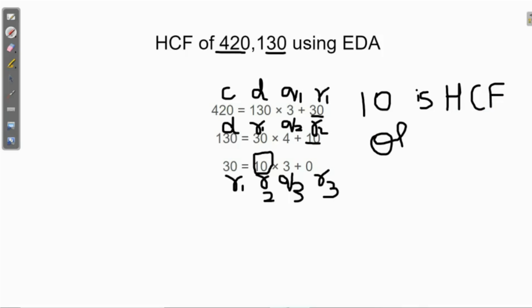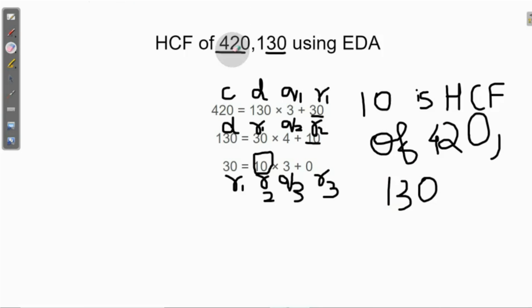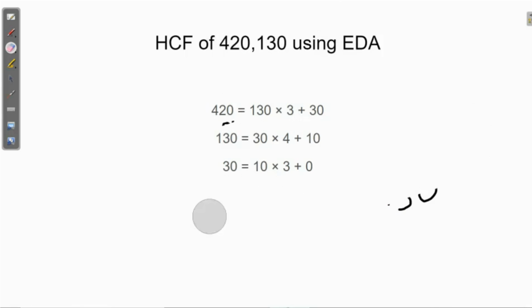You don't have descriptive type now, so you can directly write 10 is the HCF of 420 and 130. Simple. You need not write, you will have options, you will just have to select. It has become really easy for you people. So this is all you will have to know from Euclid's division algorithm, like how to find HCF. It's very simple.